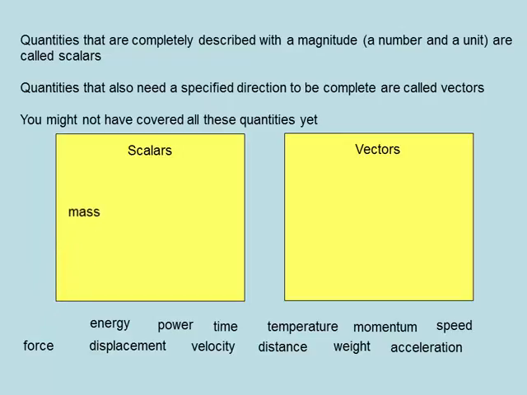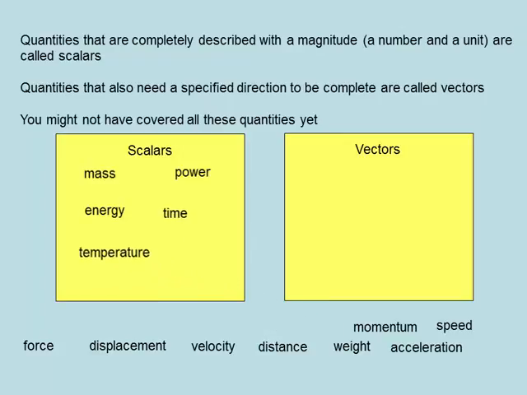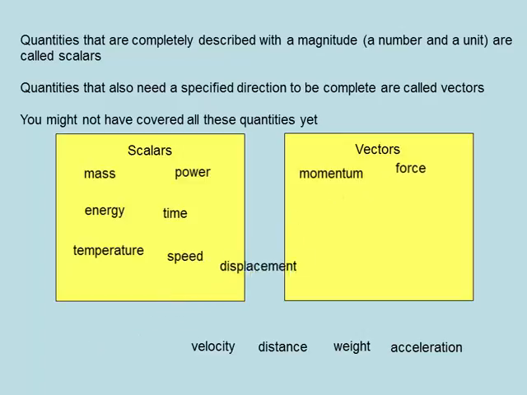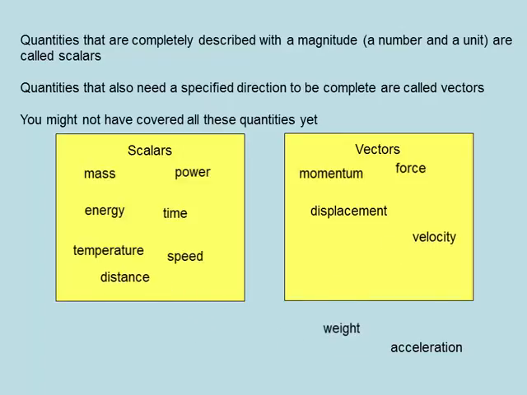Mass is a scalar. Energy is a scalar. Power, time, temperature are all scalars. Momentum is a vector. Speed is a scalar. Force, we've already met, is a vector. Displacement is a vector, as is velocity. Distance is a scalar. Weight is a force, so it's a vector, and acceleration is a vector.